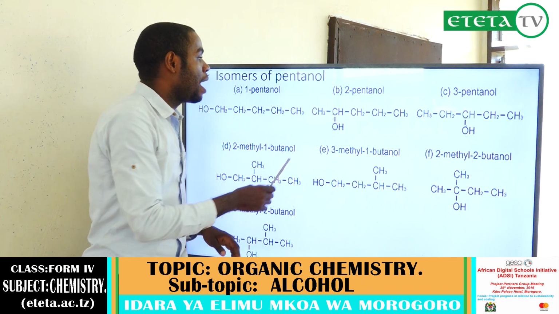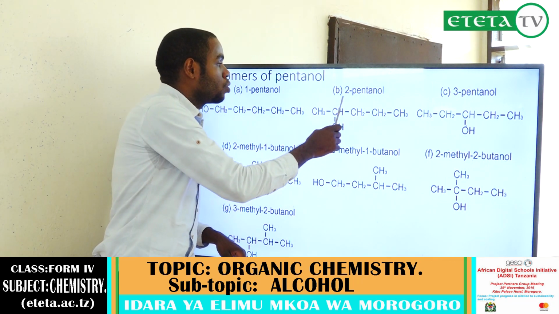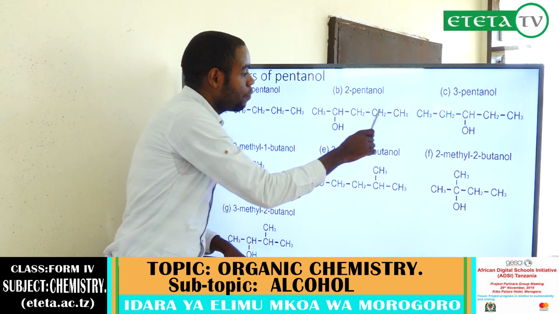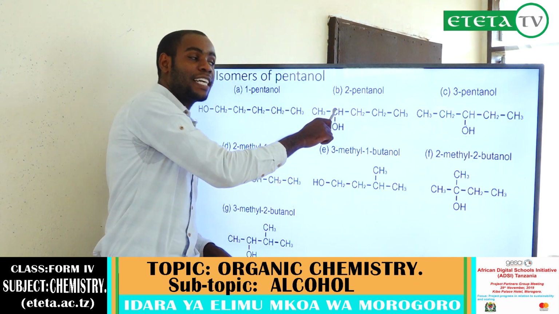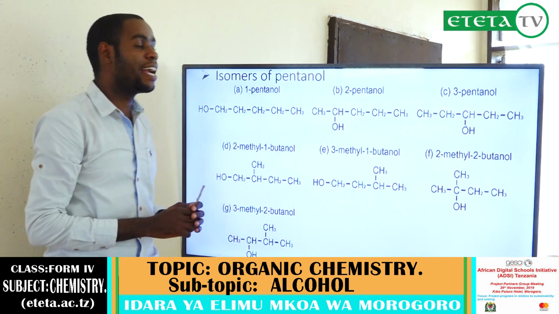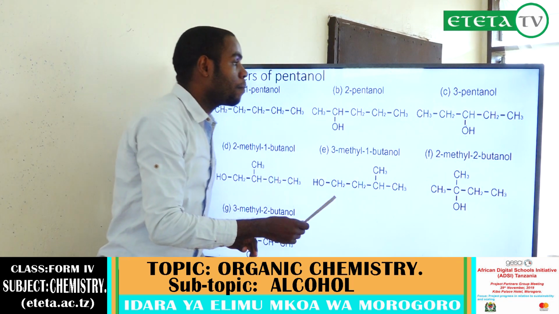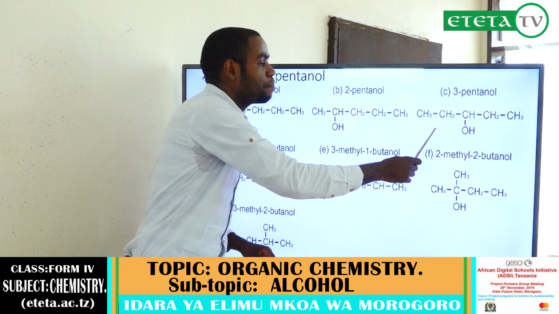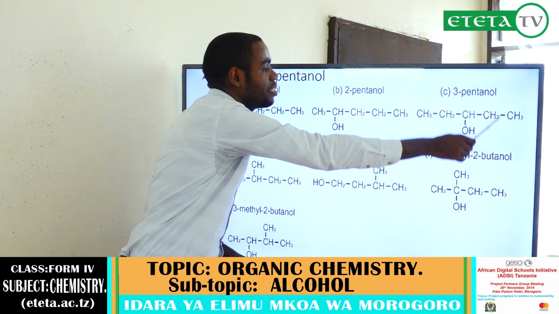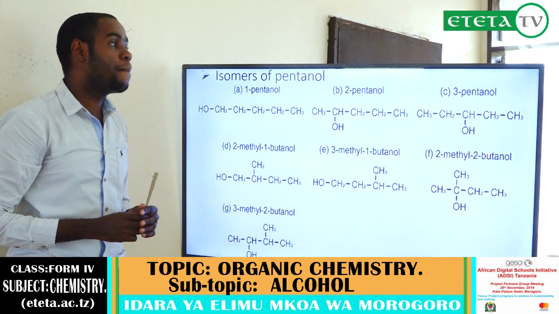The second isomer is 2-pentanol or pentan-2-ol. 1, 2, 3, 4, 5. OH is on the second carbon, so it is pentan-2-ol or 2-pentanol. This is the second isomer. The third isomer is 3-pentanol. It is 1, 2, 3, 4, 5. 1, 2, 3. This is another isomer. It is 3-pentanol.